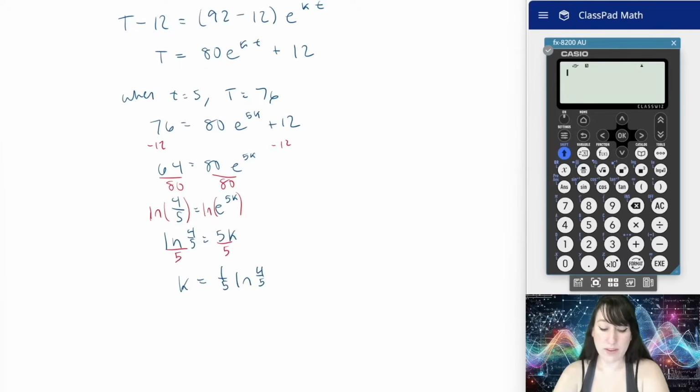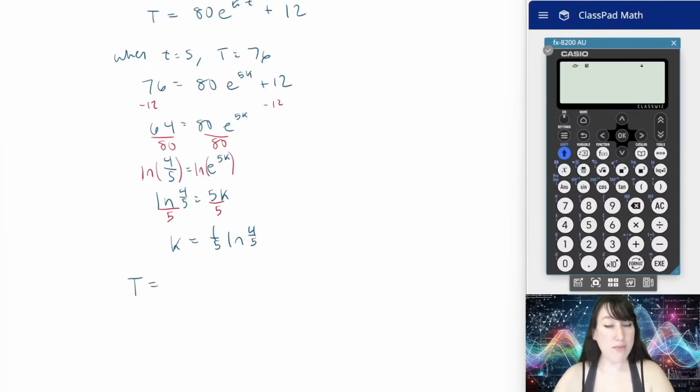So k is 1/5 ln of 4/5. So now we have our completed model that t is, if we change the order of addition, 12 plus 80 e to the 1/5 ln of 4/5 multiplied by t. We can put the t in the numerator of 1/5, t over 5 ln 4/5.